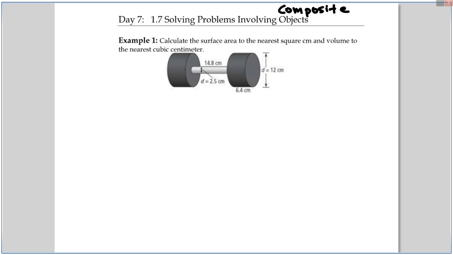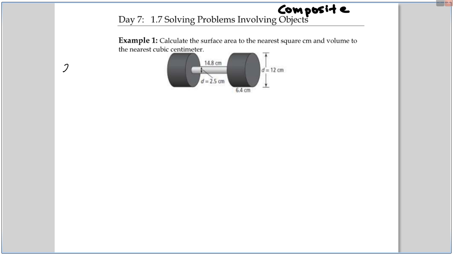Okay, so we're talking about composite objects. That's when you put the standard three-dimensional shapes together. This is an example of a dumbbell. So what are the two shapes involved here? Or actually, it's only one shape, but two different sizes. It's like cylinders.